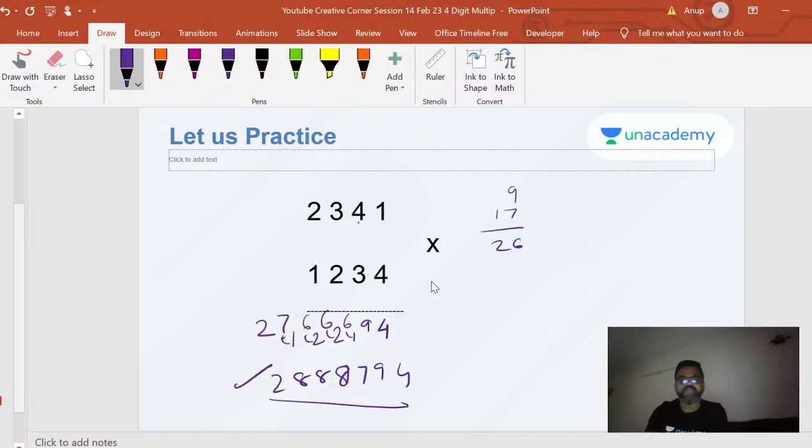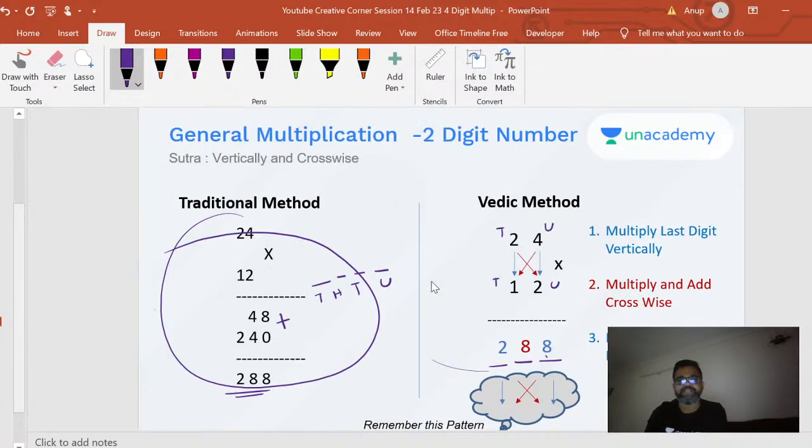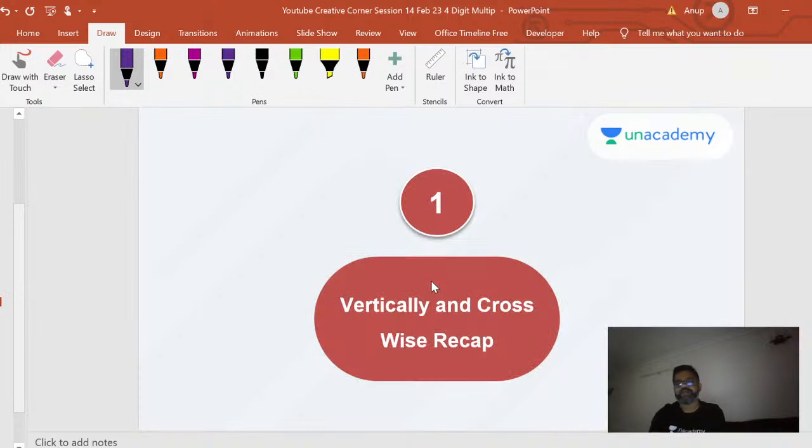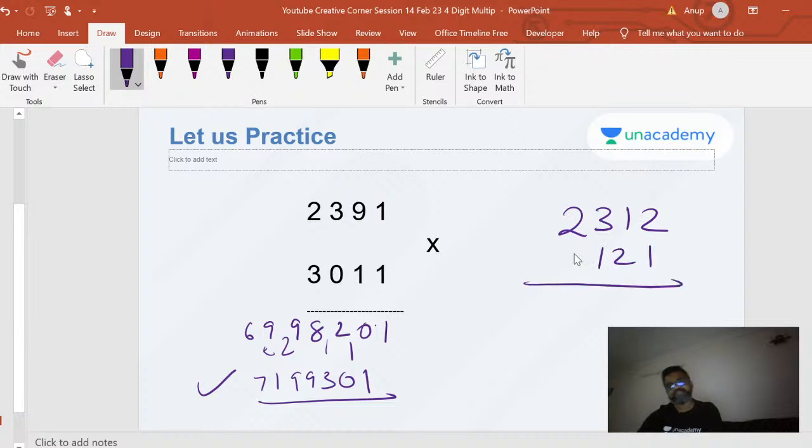Okay, so I think we have kind of run out of time. We just have 4 minutes, so I'm going to do a small recap in this last 4 minutes, so that we can wind up the class, and then you can practice with any 4-digit numbers. Another tip that I want to give you is, suppose you're multiplying a 4-digit number, 2312, by a 3-digit number, 121. What will you do? You can still do this with the same pattern. You just need to add a 0, that's it, and then your calculation becomes obviously a lot easier.